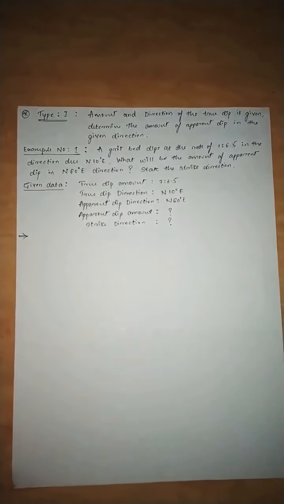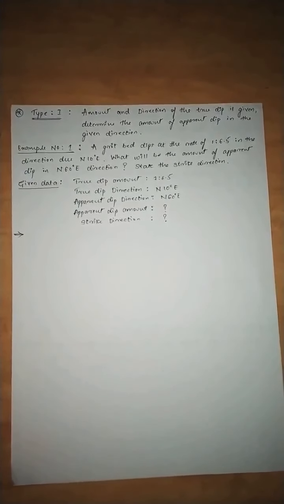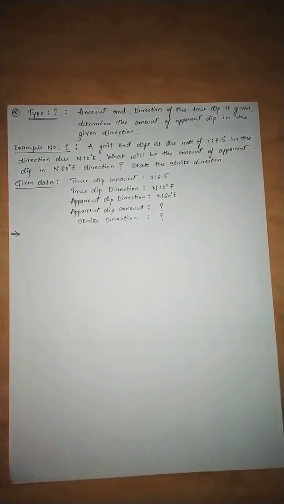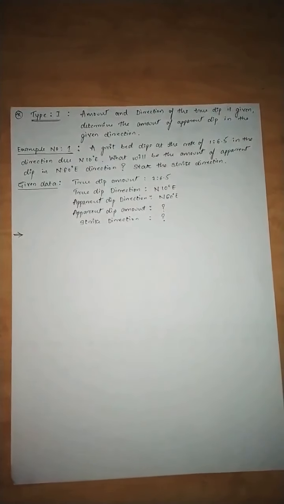Now we will solve the problems. This is the type 1 problem, where the amount and direction of the true dip are given, and we need to determine the amount of apparent dip in the given direction.